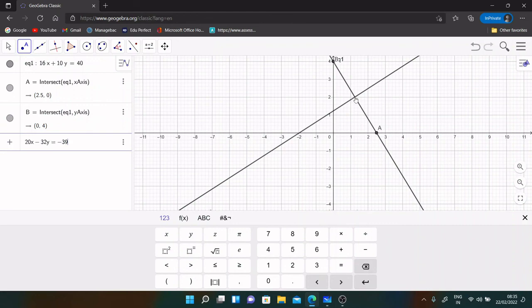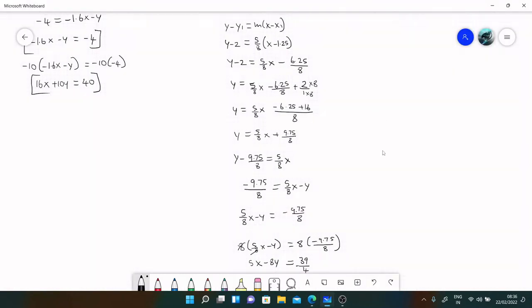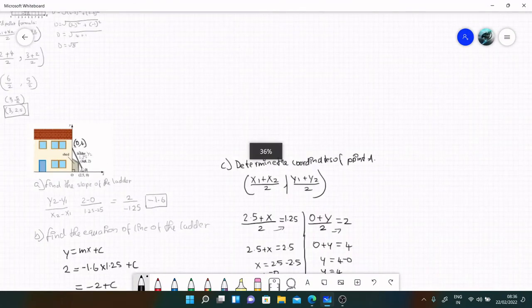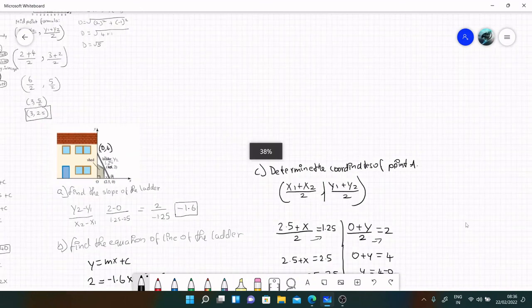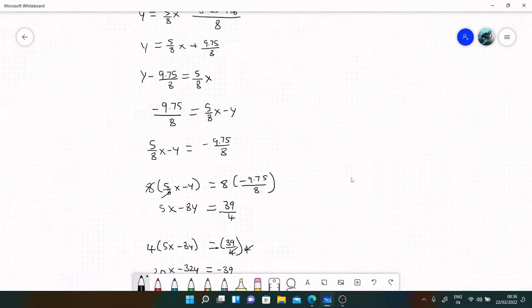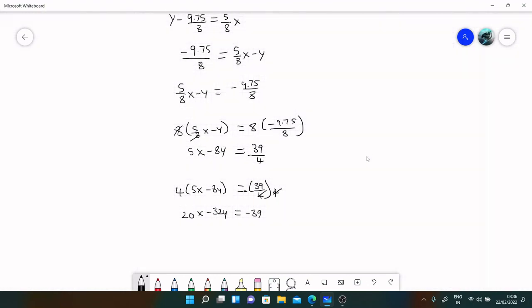Let us take a look at this exact point. On 1.25 comma 2, we know that's the value we have over here. In this image, 1.25 comma 2. That means our equation of line is correct. We have represented it in an accepted form.